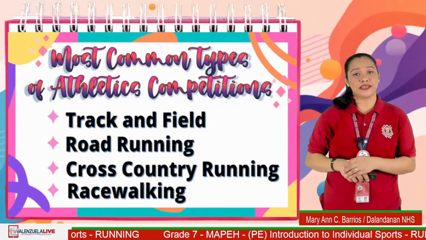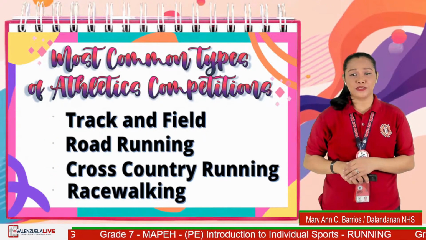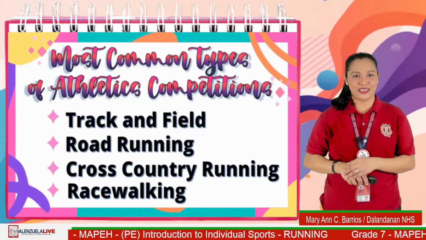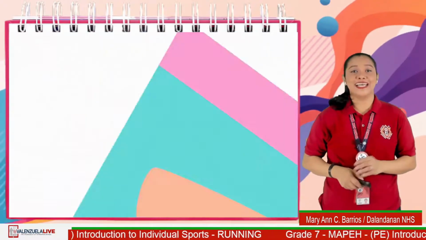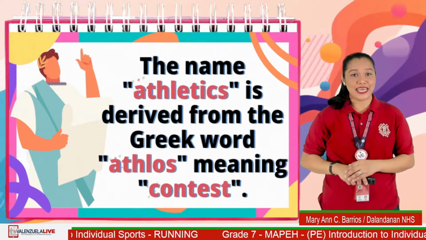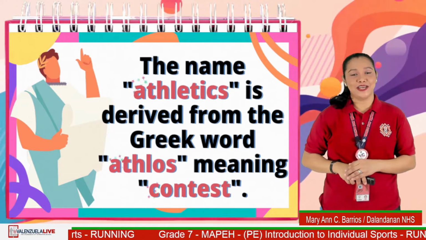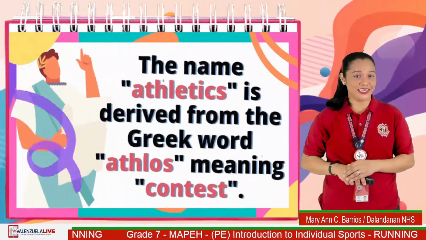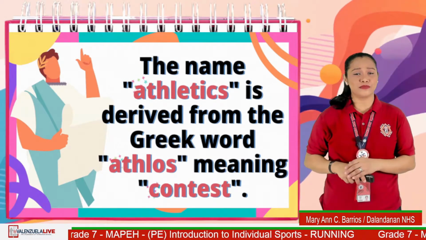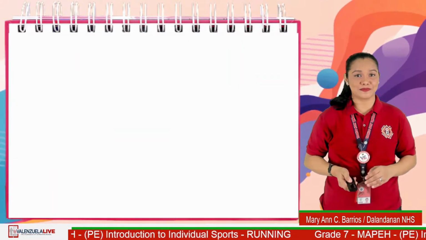Track and field are categorized under the umbrella sport of athletics, which also includes road running, cross-country running, and race walking. Track and field athletics are the oldest forms of organized sports, having developed out of the most basic human activities: running, walking, jumping, and throwing. The name athletics is derived from the Greek word athlos, which means contest.